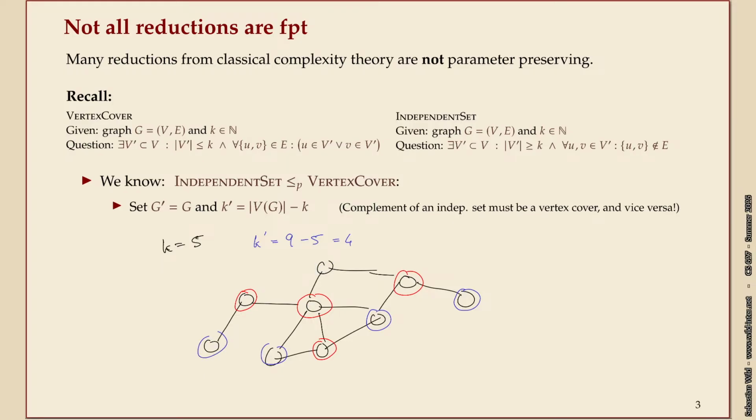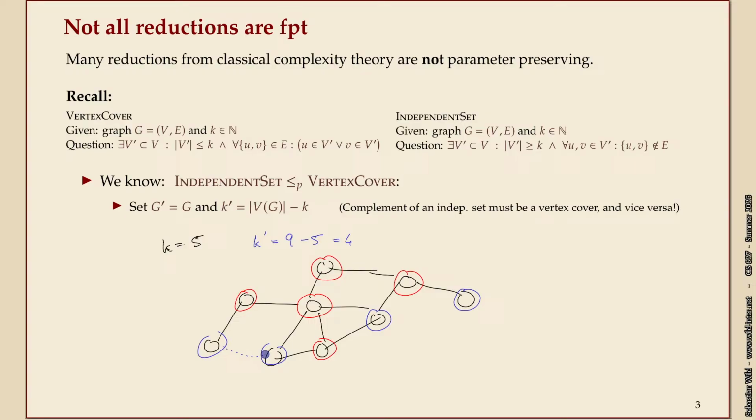Let me do what I did before. So let's add the 5th vertex cover vertex. The simple property I'm using here is if the red set is a vertex cover, the complement set of vertices has to be an independent set. Because if there was any edge between those blue vertices, then that blue edge would not be covered by the red vertices, right? And this is an if and only if.